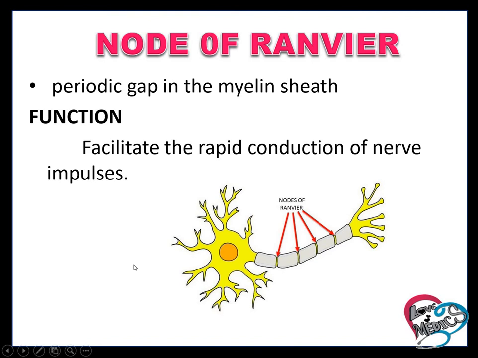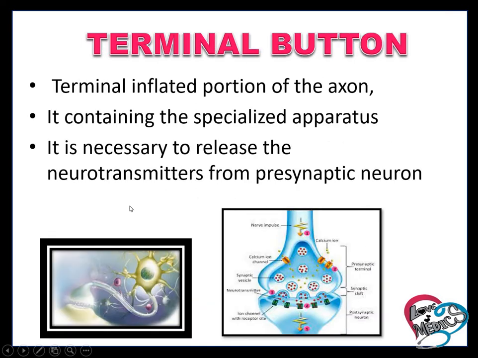Node of Ranvier. What is node of Ranvier? It is the gap in the myelin sheath. The function of the node of Ranvier is to facilitate the rapid conduction of the nerve impulse. Terminal buttons are the inflated portion of the axon terminal. They contain specialized features necessary to release the neurotransmitter from presynaptic neuron to postsynaptic neuron.